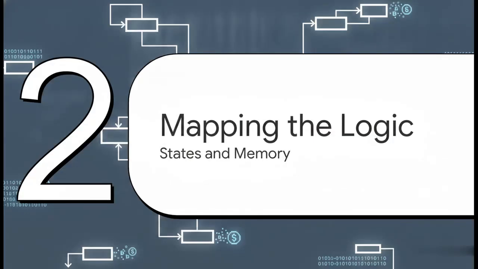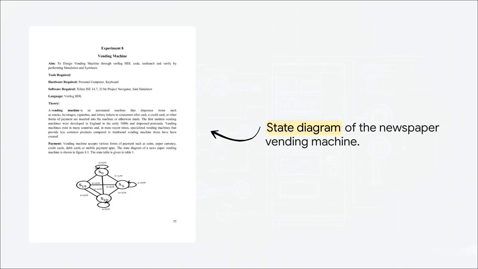Moving on to part 2, mapping the logic. We need to give our machine a way to remember those coins using what engineers call states. Think of these states as the machine's short-term memory. It always kicks off at S0, 0 rupees. Let's say you insert a 10 rupee coin. The logic follows the path for that input, jumping down to state S10. It now remembers you have 10 rupees in the bank.